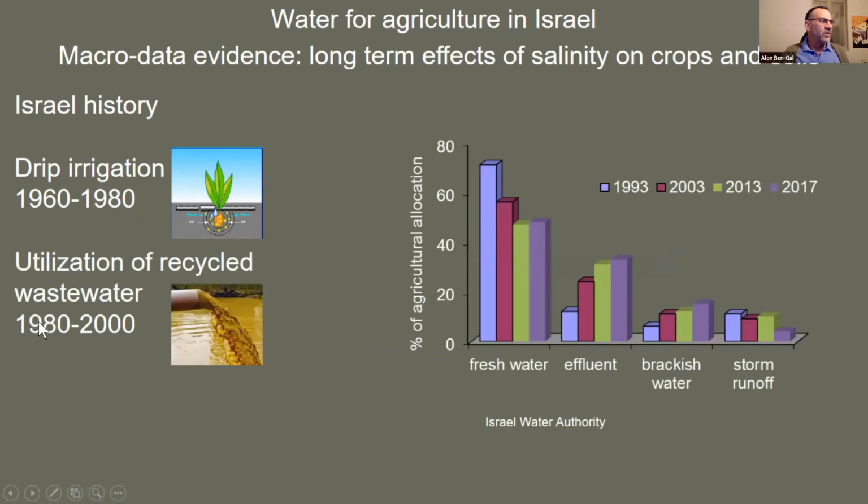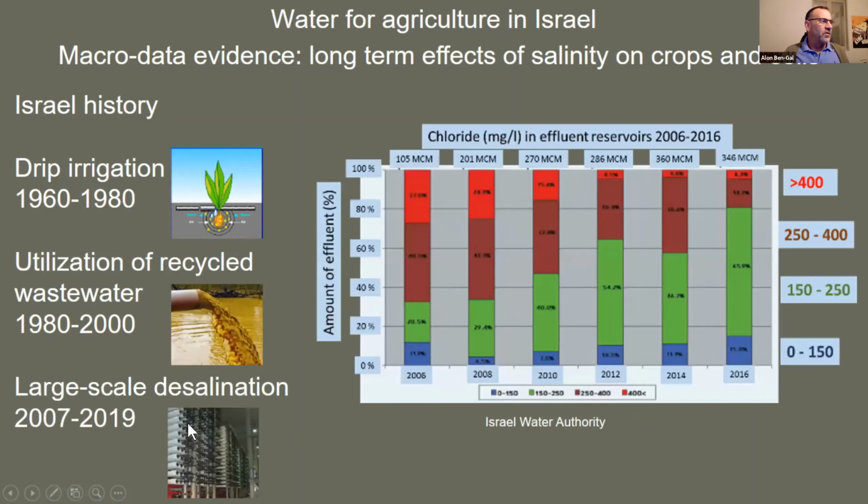The second thing is the utilization of recycled wastewater. From the 1980s into the 2010s, we've reduced tremendously the amount of potable or fresh water we're using for irrigation, at the expense of more and more use of recycled wastewater or brackish groundwater.